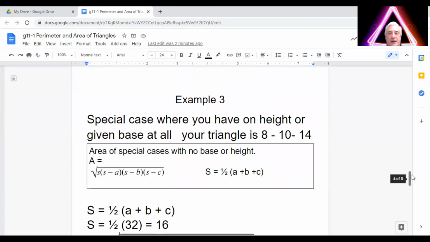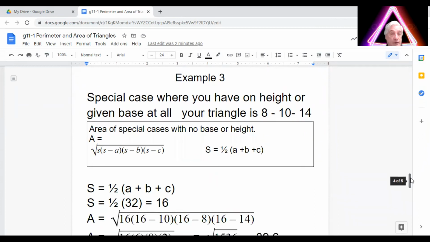Example 3 is a special case where they give you a triangle with no base, no height. They just give you 3 sides. It's not equilateral. It's not isosceles. It's not right. And the only time I've ever seen this triangle, by the way, is in math classes and on the ACT test.